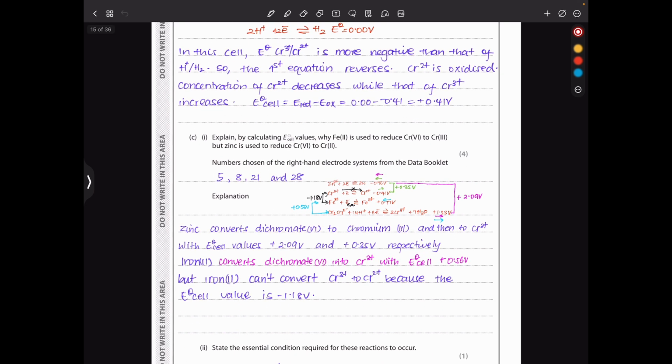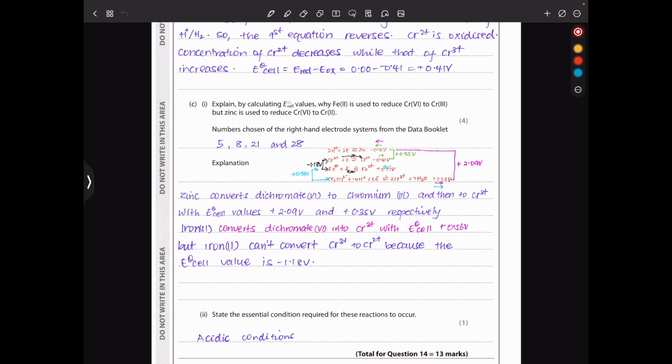And then part C says, explain by calculating the E theta cell values why iron 2 is used to reduce chromium 6 to chromium 3, but zinc is used to reduce chromium 6 to chromium 2. So meaning zinc is a better reducing agent in comparison to iron 2. They send numbers chosen of the right-hand electrode systems from the data booklet.